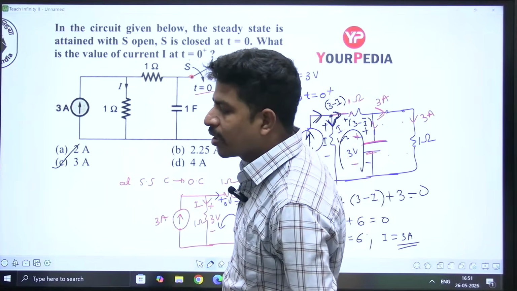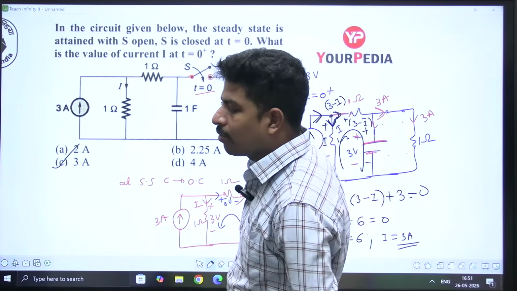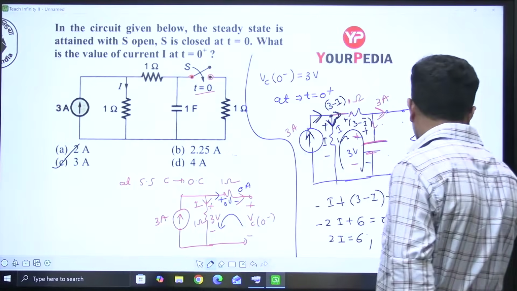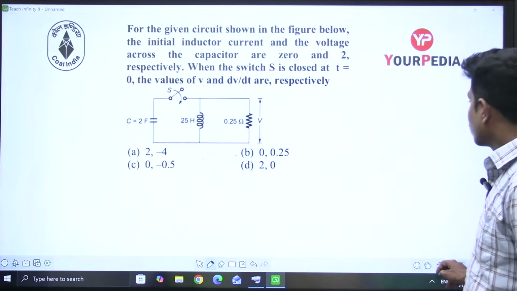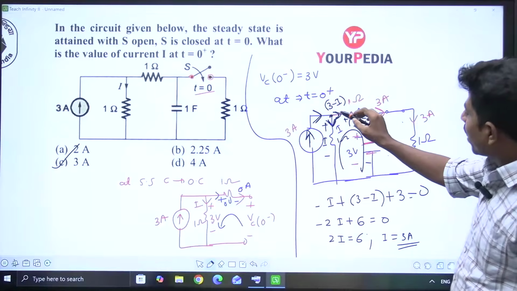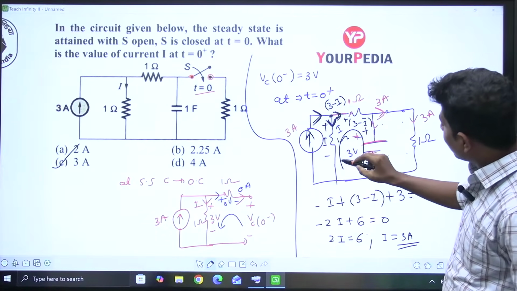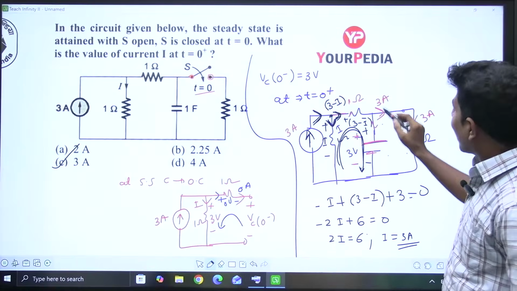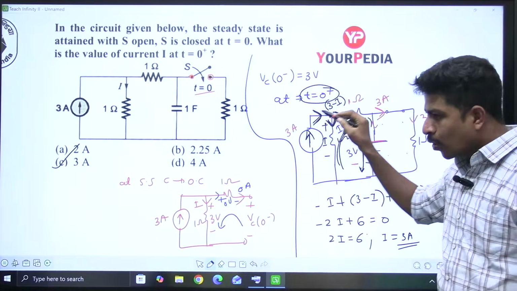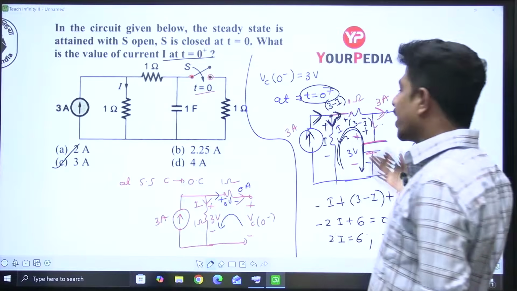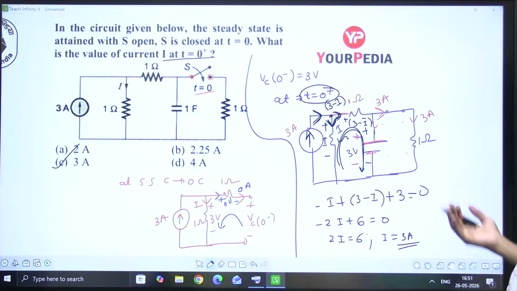Good. Only S21 solved. What about others? No one solved, right? Did you understand this question or not? See, the powerful technique is current distribution: 3 amperes, I ampere, 3 minus I. Just write the KVL. This is at t is equal to 0 plus only. He asked for the current at t is equal to 0 plus only. At steady state it is different; at the second steady state, it is different again.